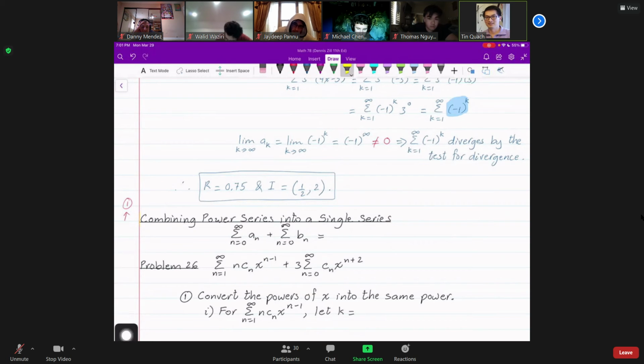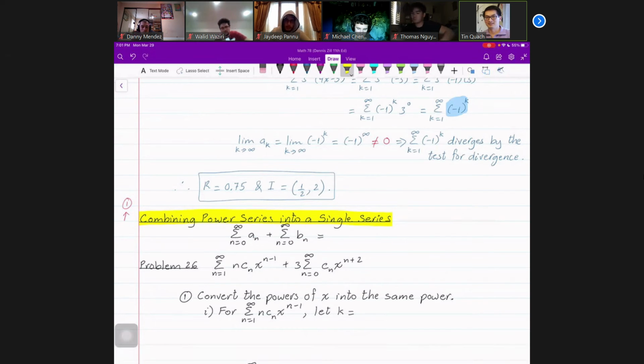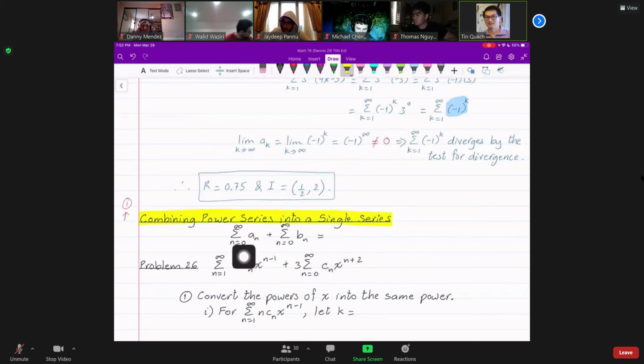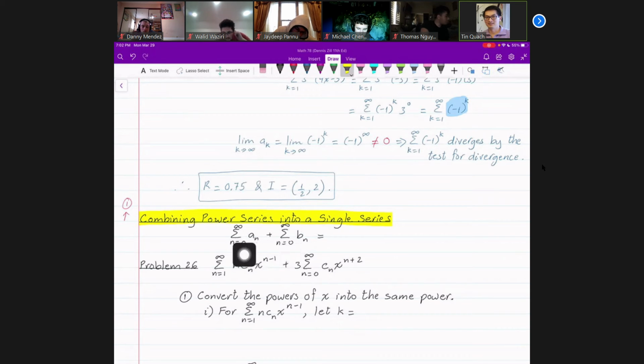So next, we want to learn how to combine a bunch of power series into one single series, okay? And the only way you can do that is when they have the same starting index value, okay? So if they have the same starting index value, then you can say that that is this, all right? And of course, there are other conditions that we have to check for before we can do that. But in this case, it is this because they have the same starting index.